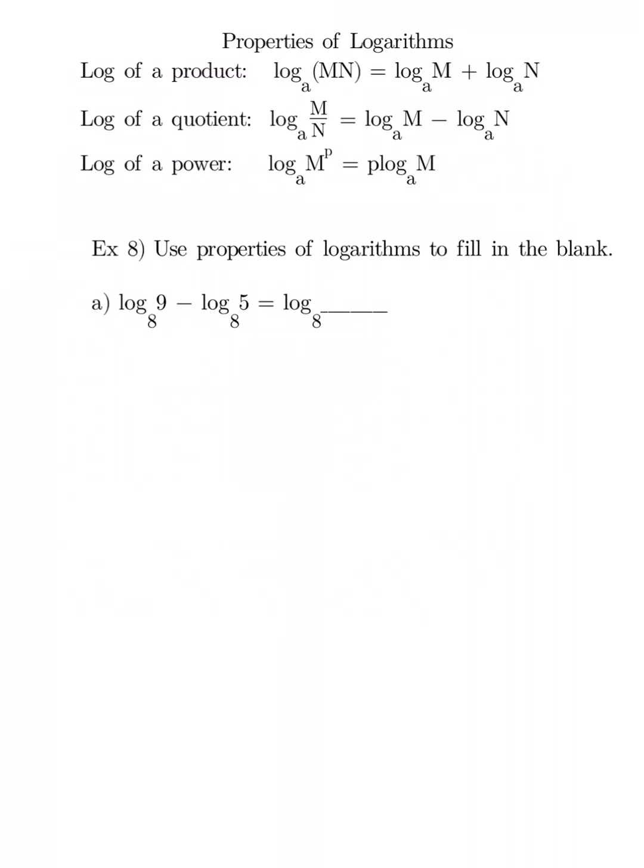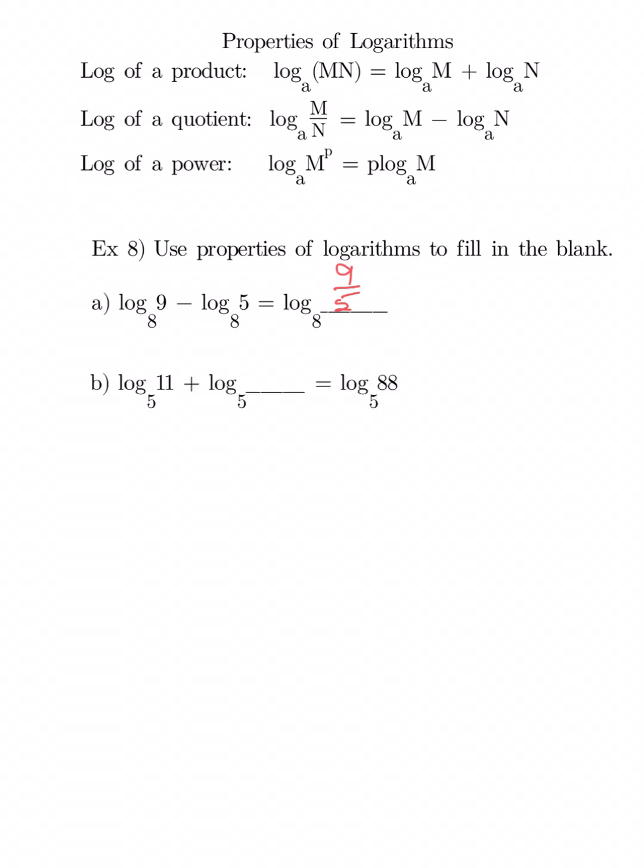In our next problems, we're going to use these logarithm properties that we just talked about and fill in the blank. So we are being given on the first problem the log base 8 of 9 minus the log base 8 of 5. We had a property that says if you have subtraction between your logarithms, then you can change it into a single logarithm with division, where the first argument becomes the numerator and the second argument becomes the denominator.